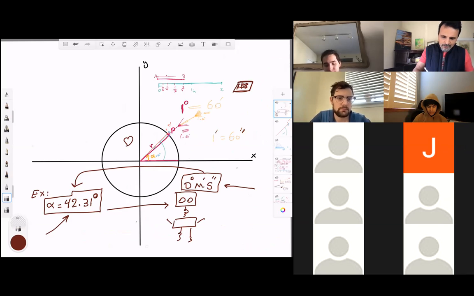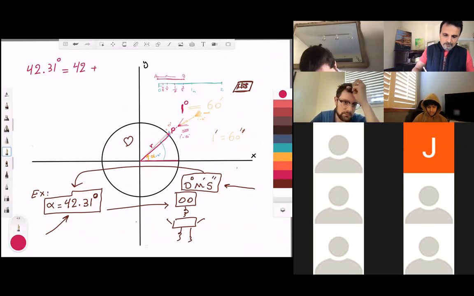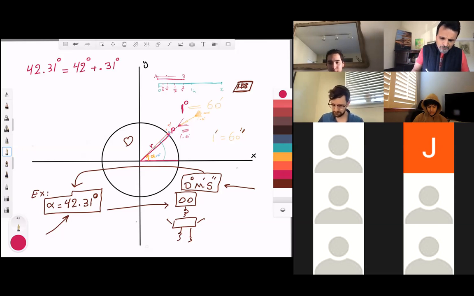So we have 42.31 degrees. Can I write this in terms of 42 plus 0.31? Is that the same? So we are doing some algebra cheating. Is this exactly the same, correct? So now this 42, our robot understands. Oh, 42 exactly, a whole number it understands, but not the decimal. So 42, I'm going to write it here. So 42 is done.